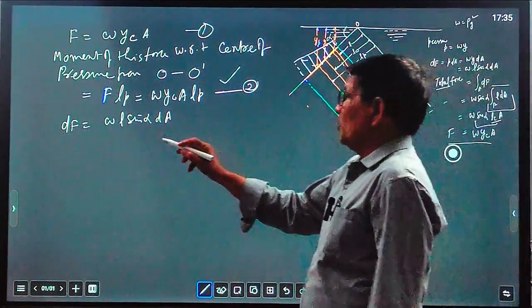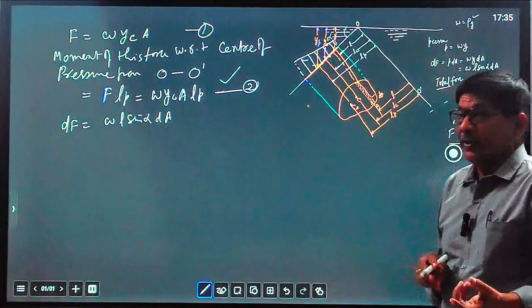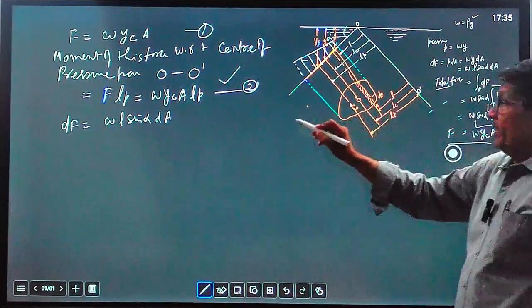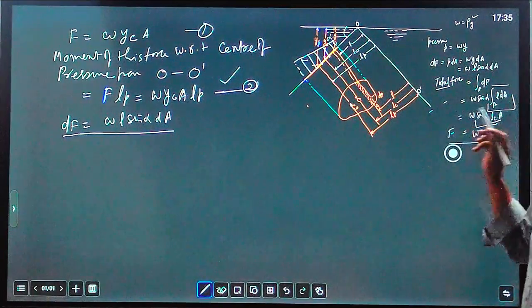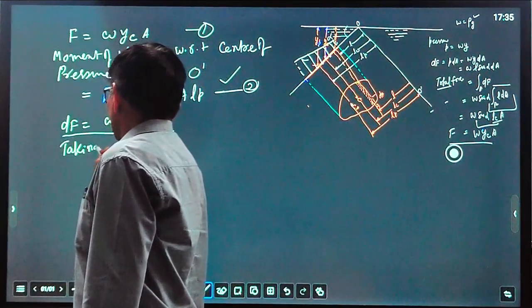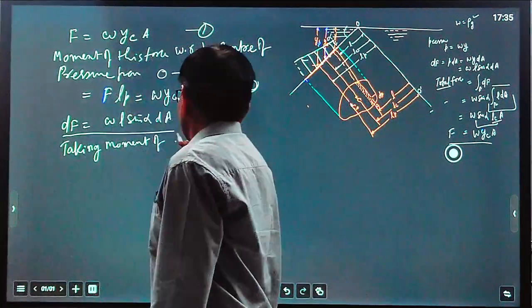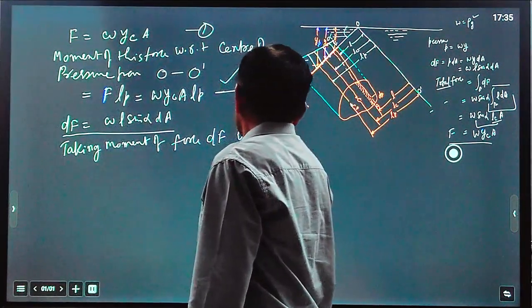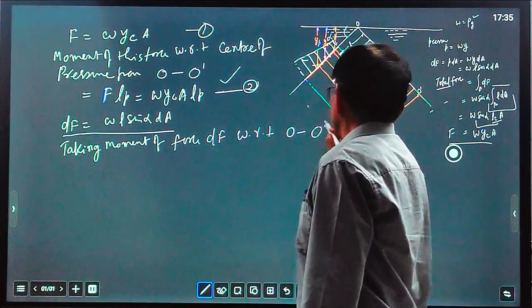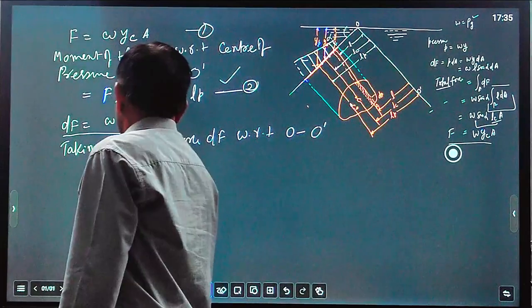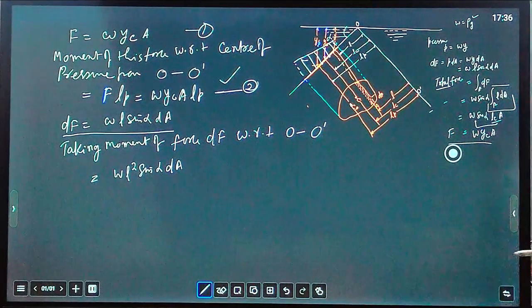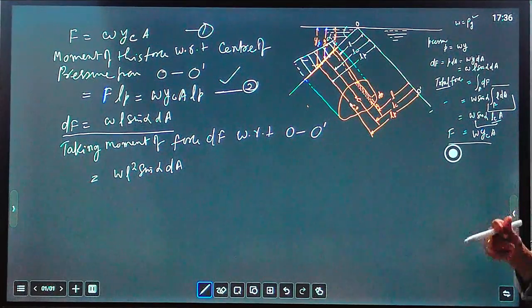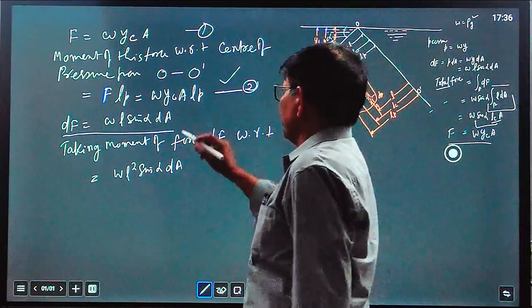This is a force acting on the elemental area. So take the moment of this force with respect to the reference axis O dash. The moment of force dF with respect to O dash, where O dash means the reference axis, is equal to omega L square sin alpha dA. This is a small moment. And taking the moment of the sum of all component forces, that will equal this one.